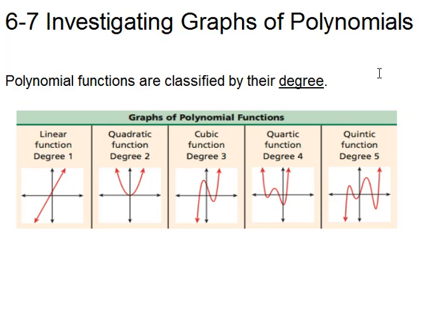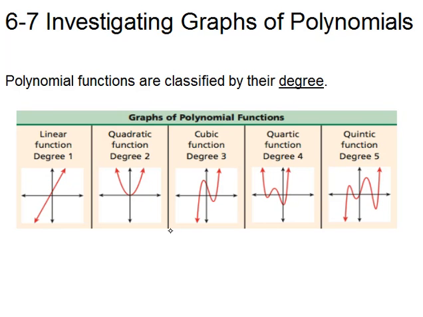What we want to do in this section really is take a look at the polynomial and the graph as a whole. Polynomial functions are classified by their degree, and so the highest power of the polynomial. We have linear functions right here. They're degree 1, so if you have x to the power of 1. We have quadratic functions, degree 2, those are x squared. We get a parabola out of there.